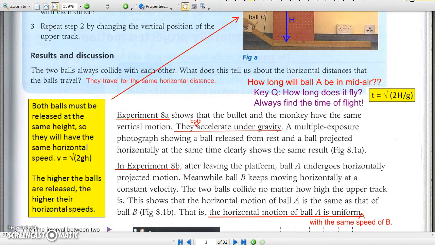So what do these 2 experiments want to tell us? In experiment 8a, the bullet and the monkey both fall for the same time, and so they travel the same vertical distance. They both accelerate under gravity. And even though the bullet has a horizontal velocity, its vertical accelerated motion is not affected. In the second experiment, the ball A is falling under gravity, but the horizontal motion of ball A is not affected. It travels with uniform horizontal velocity with the same speed of B.